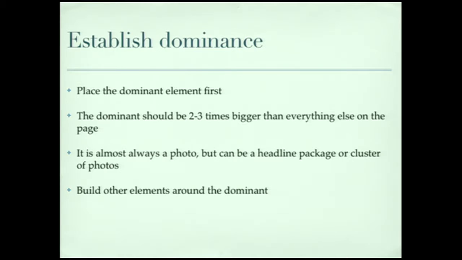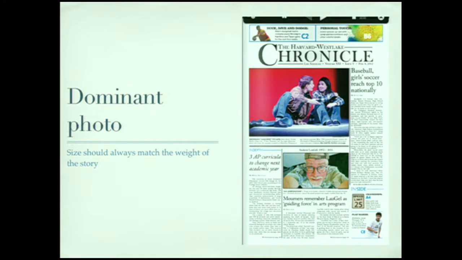But something on that page, be it a yearbook, a magazine, a newspaper, or a website even, needs to be 2 to 3 times bigger than everything else, because that's going to give me a place to start. It's almost always a photo. It could be a headline package, or it could be a cluster of photos, and we'll look at some examples. And then you're going to build the other elements around that dominant photo. So the dominant photo is going to be the first thing you put down on your page.